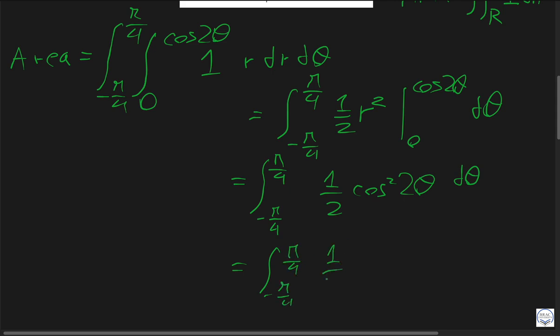It is just half times 1 plus cos 4 theta. Because we have 2, the double angle formula gives this relationship.